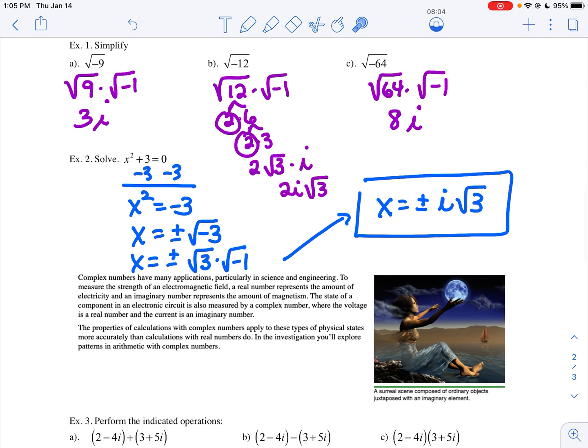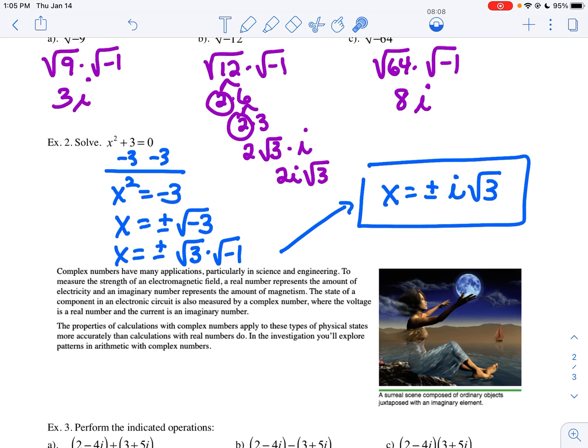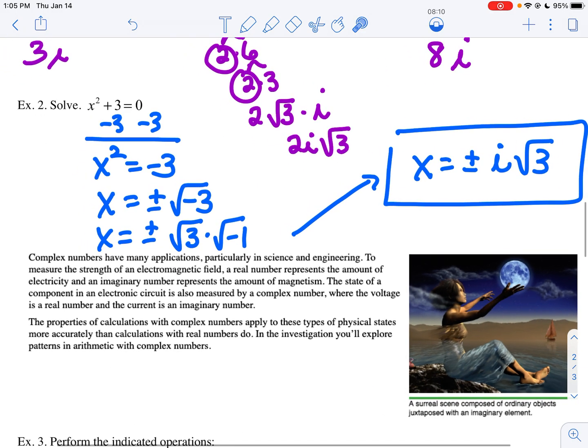All right, complex numbers have many applications, particularly in science and engineering. To measure the strength of an electromagnetic field, a real number represents the amount of electricity, and an imaginary number represents the amount of magnetism. The state of a component in an electronic circuit is also measured by a complex number, where the voltage is a real number and the current is an imaginary number.